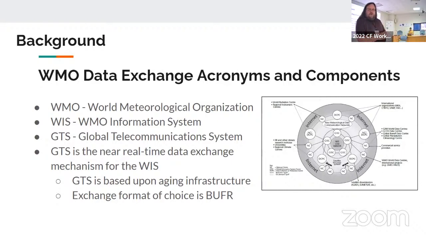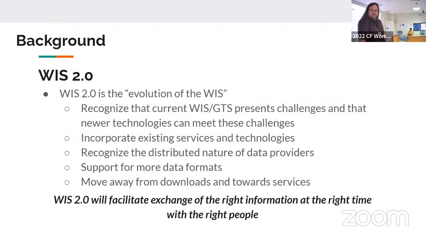The exchange format of choice is BUFR, so that's one thing about the GTS that makes it difficult. There are lots of other things about the GTS that make it difficult. It's difficult to actually connect to the GTS. You can't just go and get data off the GTS. You have to go through a National Weather Service or a national center somehow.